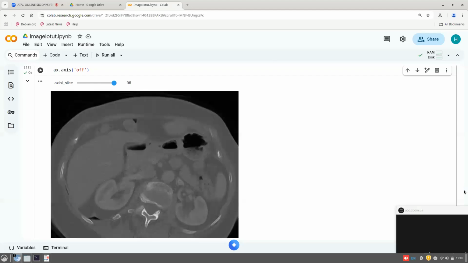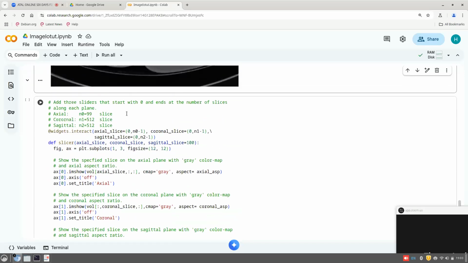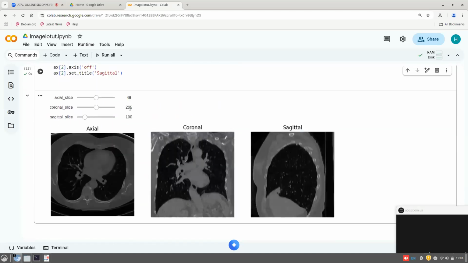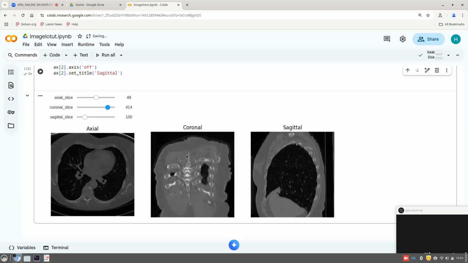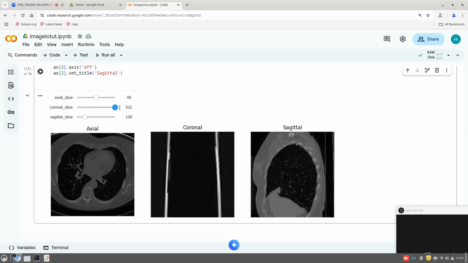It's not only that I can vary it along the axial plane or transversal plane, I can also vary it along coronal plane, sagittal plane, and axial plane. So I'm right now seeing the 49th slice of axial plane, coronal plane 255th slice, and sagittal plane 100th slice. So if I vary coronal plane, you can see this picture is changing. Now I'm looking at the 414th slice. Actually, I have 512 slices, right? So similarly, I can move to the other side as well.